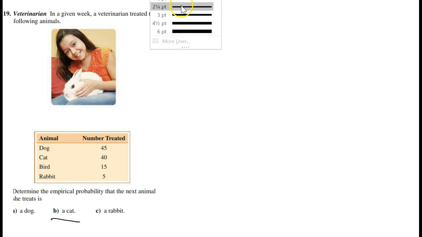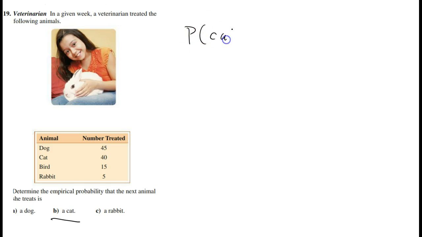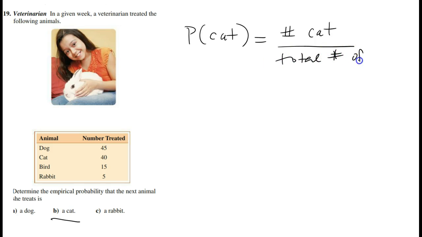Alrighty, we are cooking with some grease, as my grandma used to say. Let us do the next example. Now we want to talk about the probability of a cat. The probability of a cat would be found by the number of cats that were treated divided by the total number of animals.